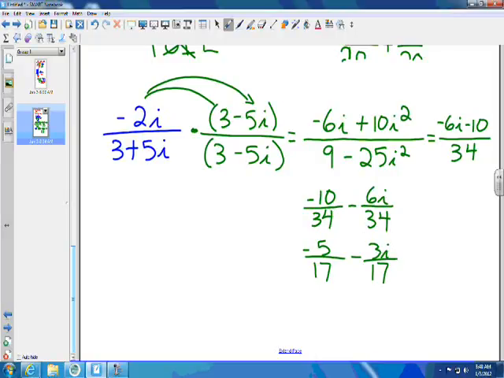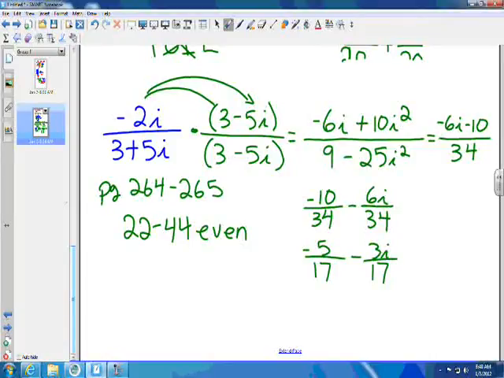Homework. Let's do 22 through 44 even. That starts on page 264. And then 54 through 68.